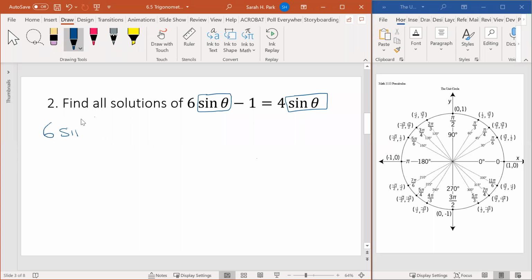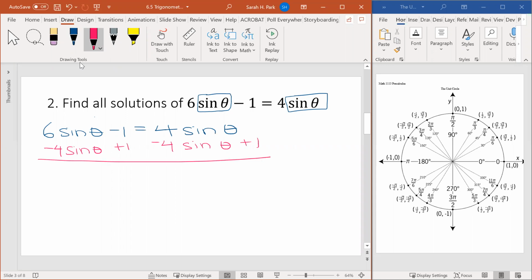So we have 6 sine theta minus 1 is equal to 4 sine theta. I like having my variables on the left-hand side, so I'm going to do that by subtracting 4 sine theta on both sides of the equation. And I'm also going to add 1 to both sides so that the number goes on the other side. So the 1 gets canceled, the 4 sine theta gets canceled on the right. So we have 6 sine theta minus 4 sine theta, giving us 2 sine theta is equal to 1. Let's divide by the 2 in front of the sine theta. And our sine theta is equal to 1 over 2.